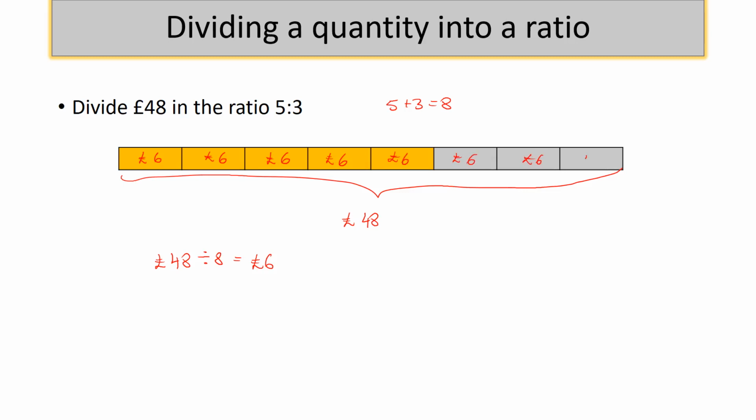Now, if I want to work out how much all the yellow boxes are worth, then I need to times 6 pounds by 5, because there's 5 of them. This is the first part in my ratio, so that's going to be 30. And then to work out how much all the grey boxes are worth, I'll need to times it by 3. That's the second part in the ratio, and that is 18. So when I divide or share 48 pounds in the ratio 5:3, I get 30 to 18.